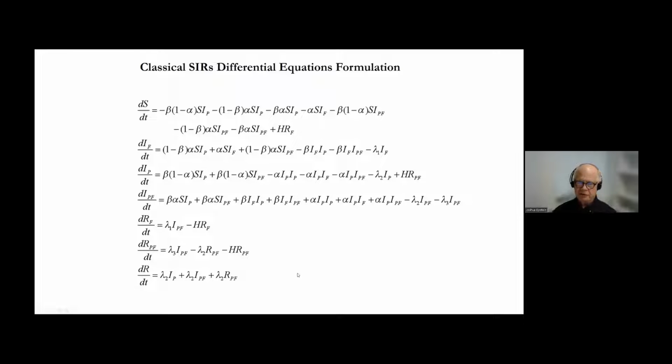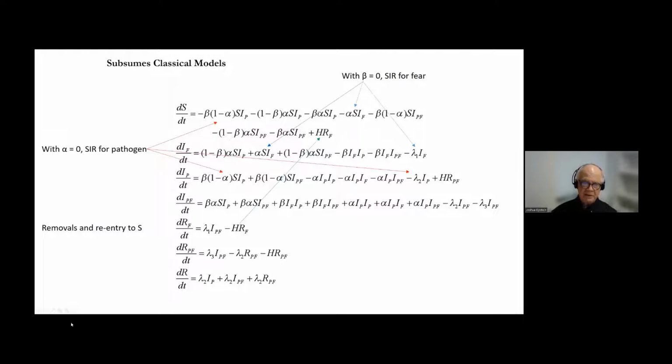I apologize, I should have gone much more slowly. So P is pathogen. The IP dynamic is, if there's no fear, it's minus beta SI, just as in the classical model, pathogen only. And they go into the I pool at beta SI, and they're removed by the natural death rate.